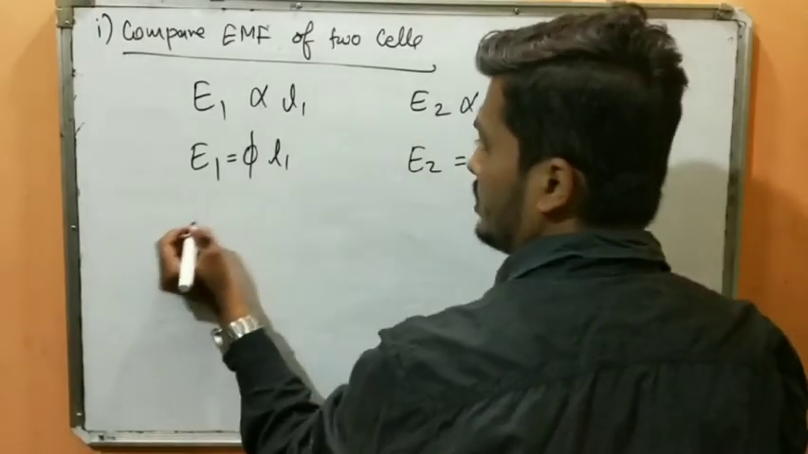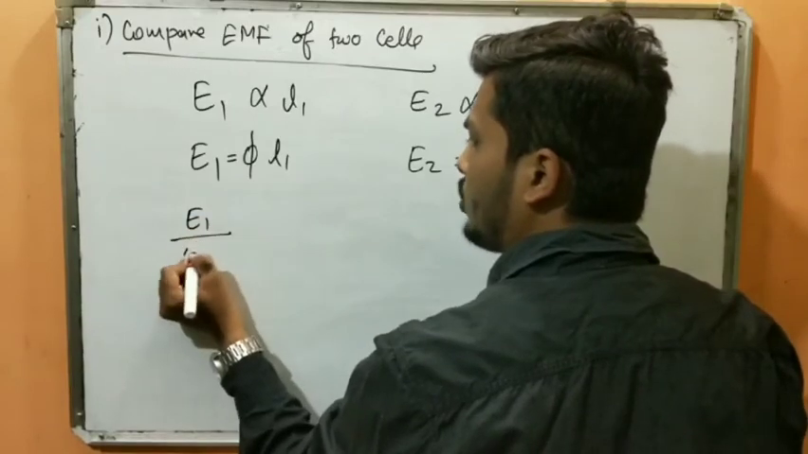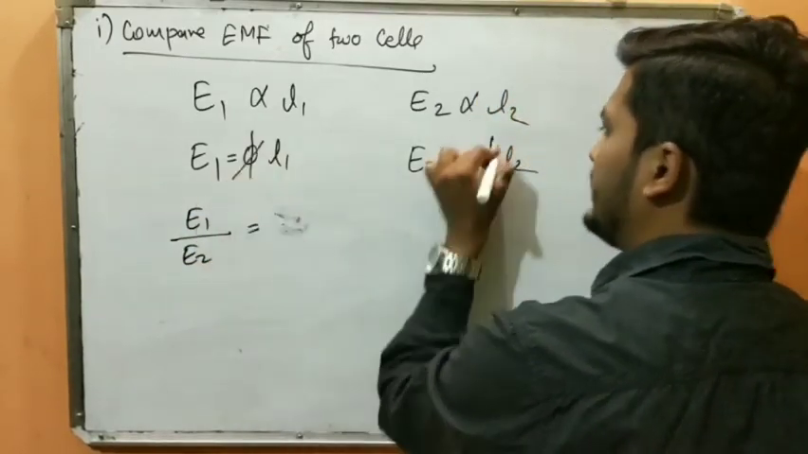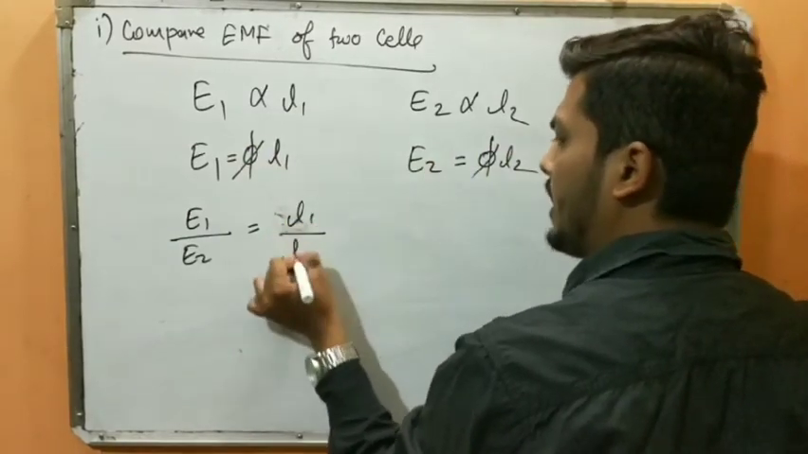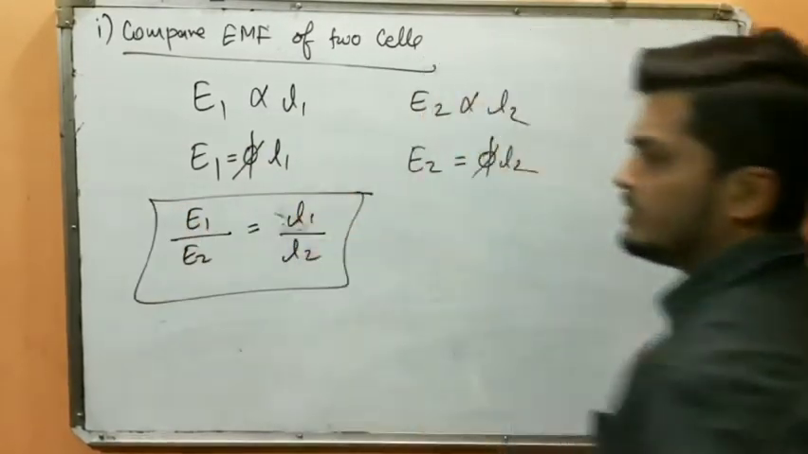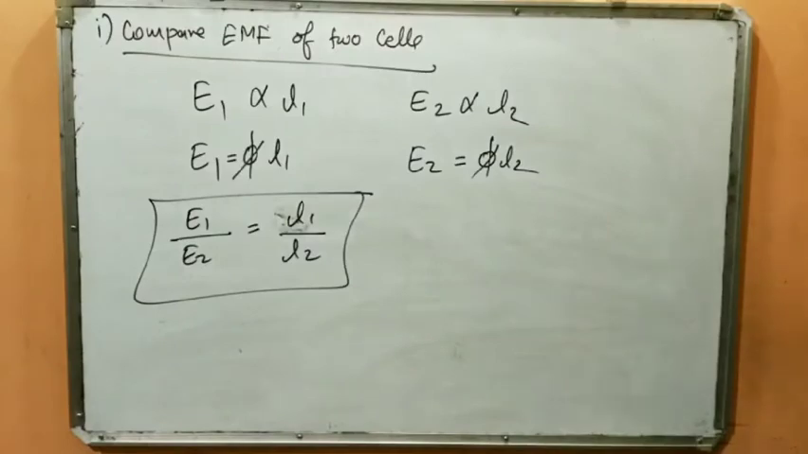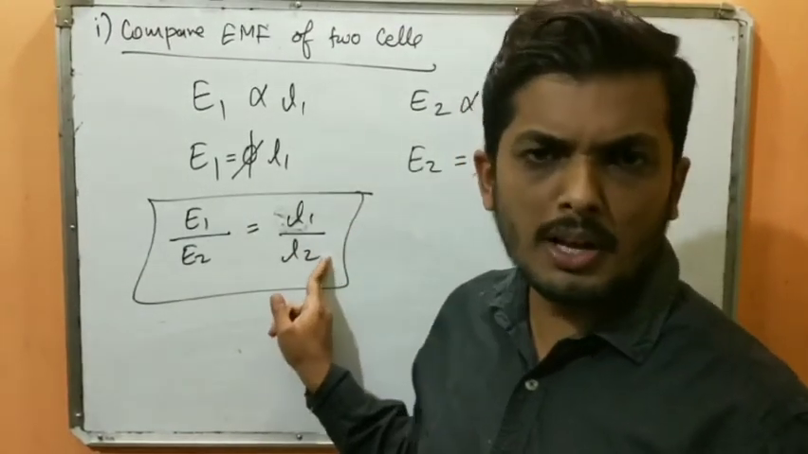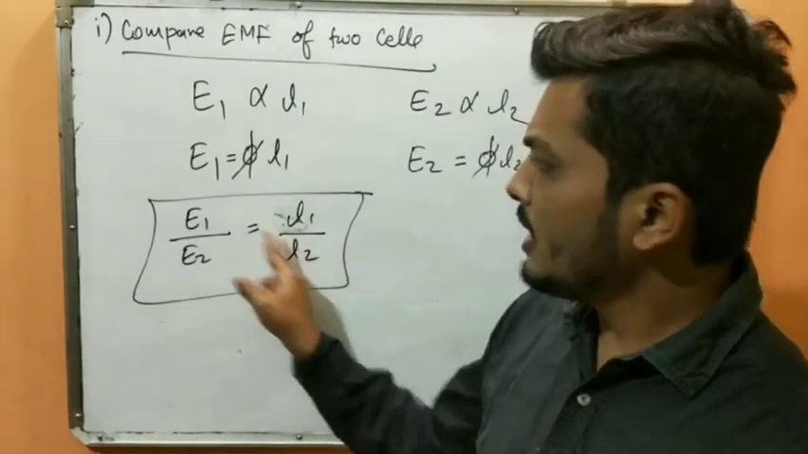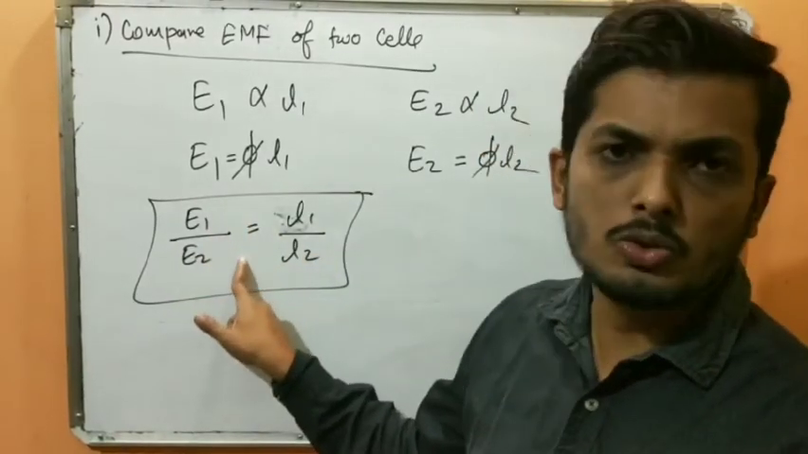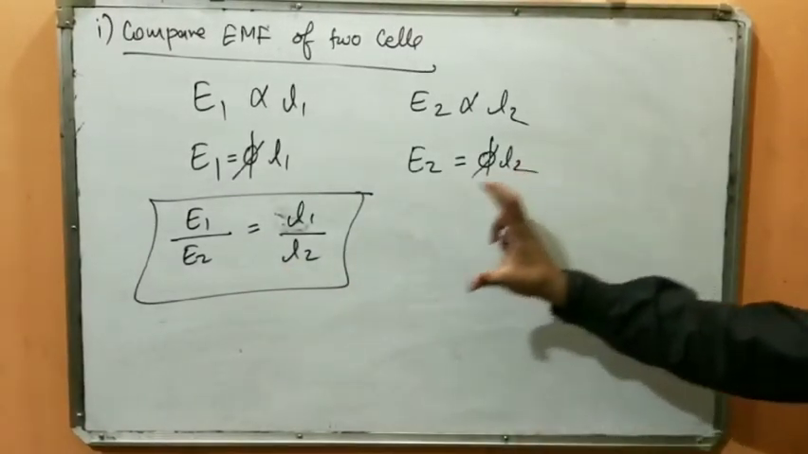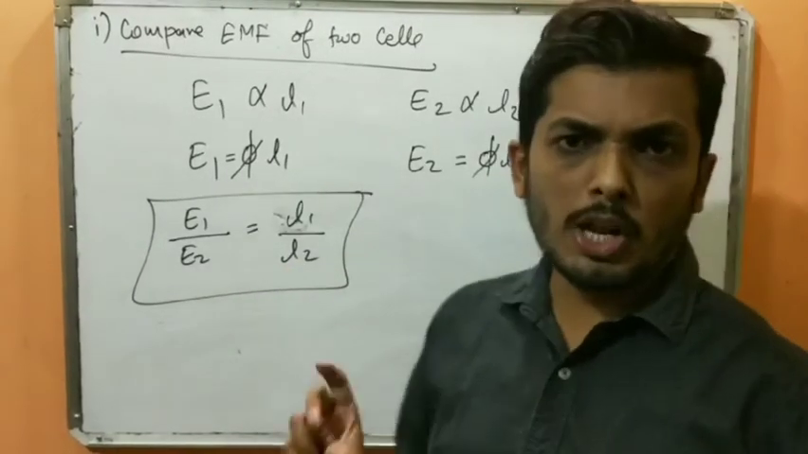So E1 by E2, I am comparing these, so I should take the ratio. Phi gets cancelled, so what will be here? L1 by L2. And this is my experiment. Simply find the balancing length L1 here and balancing length L2. Again, the balancing length is the null point, and compare the EMF of two cells. This is the simple experiment that you can expect in your exam. Okay, have you understood the potentiometer?